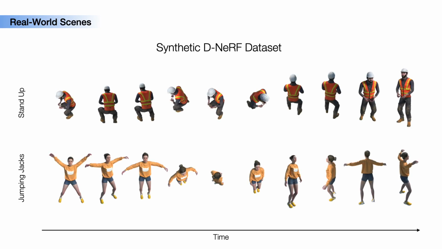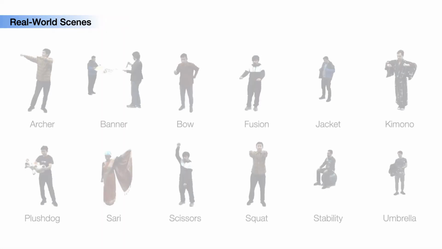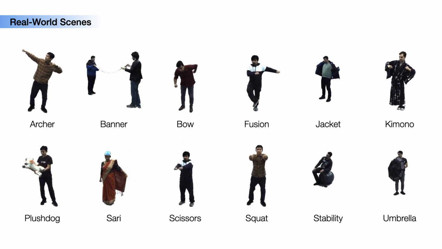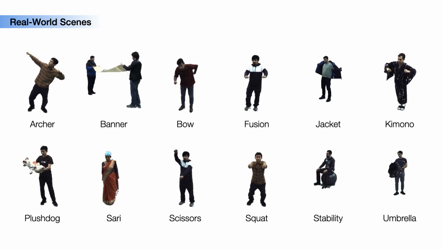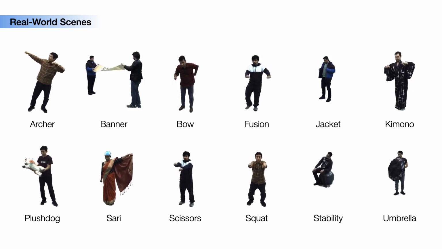To test our method on real-world scenes, we record a new dataset recreating the DNeRF setup. For this purpose, we record a total of 12 scenes using a large-scale multi-view camera setup. Our scenes feature human motion and general object interaction in various challenging scenarios, including self-occlusion, loosely swinging cloth, and high-frequency texture.